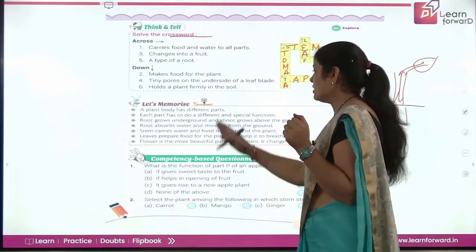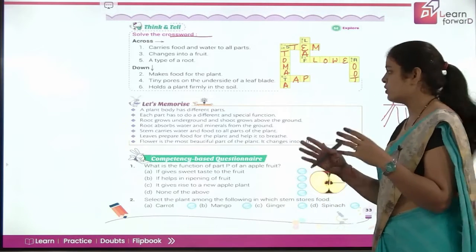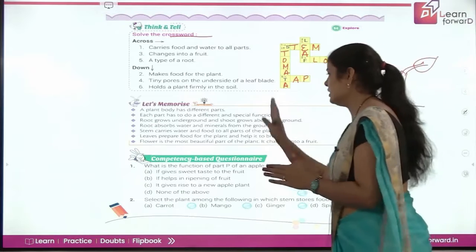Okay, these are the points. You have to read them on your own. These are related to the summary. You can call it a summary of the chapter. So read these points on your own.